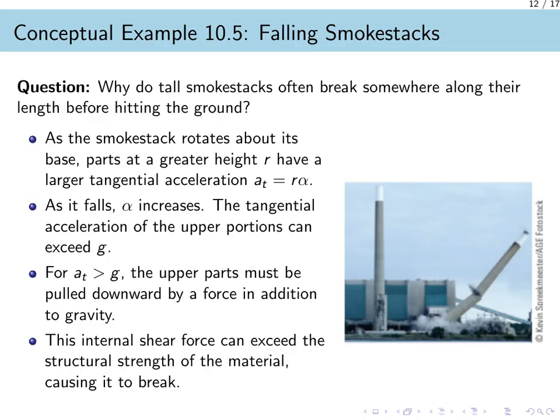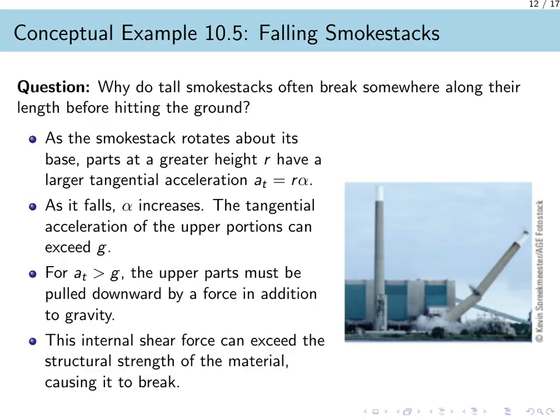Why does a falling smokestack often break in mid-air before it hits the ground? The explanation comes from applying the idea of tangential acceleration to this rotating object. As the smokestack tips, it rotates about its base. While the entire structure has the same angular acceleration at any given moment, the tangential acceleration of each part depends on its distance from the pivot. According to the equation, a sub t equals r times alpha, points higher up have a larger radius r, and therefore a larger tangential acceleration.